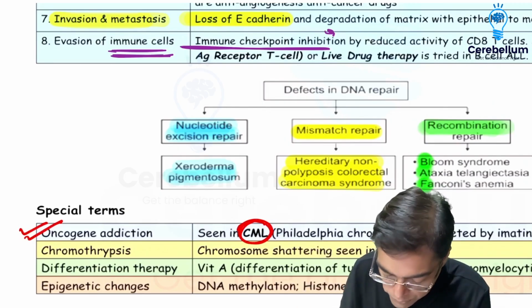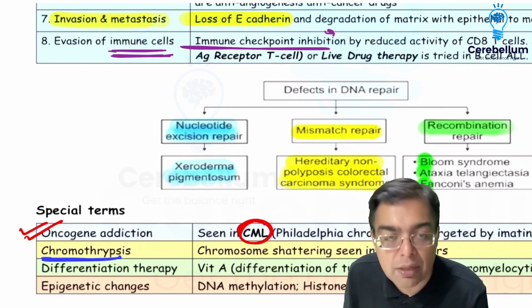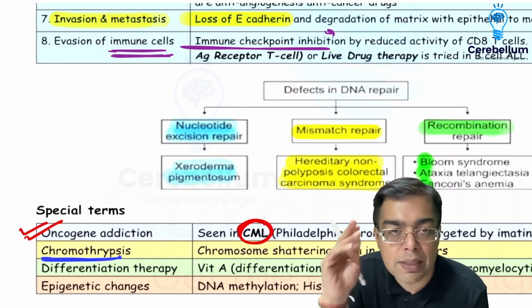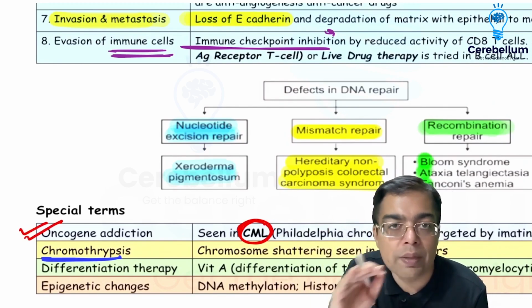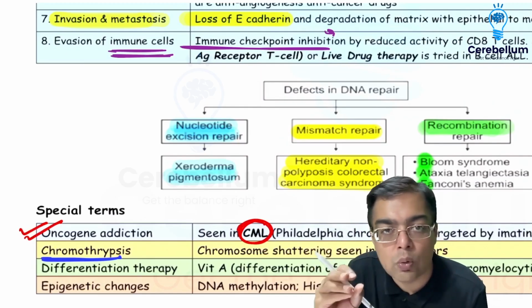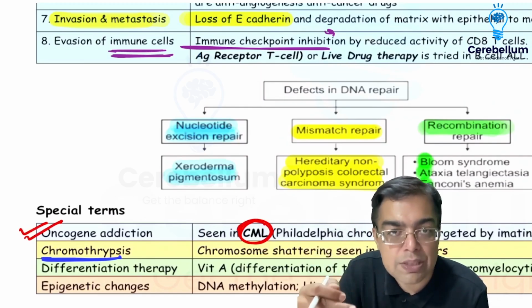Talking about the second one, which is chromothripsis, that means chromosome shattering. Shattering of the chromosomes is going to be seen in case of brain tumors and bone tumors. Chromosome gets shattered, and brain and bone tumors are going to be at higher risk of prevalence in these patients.